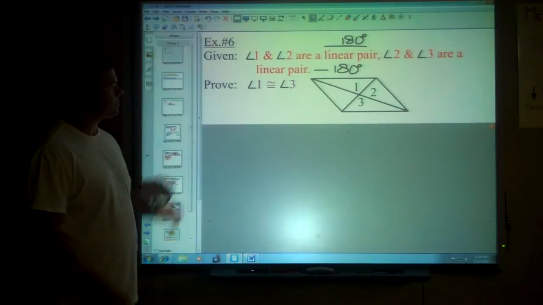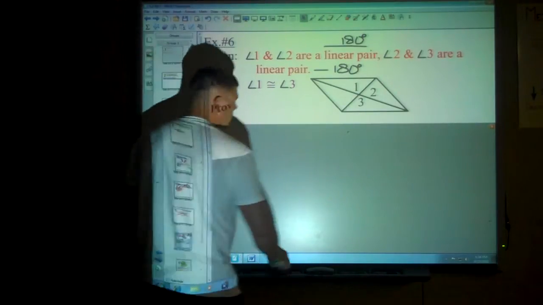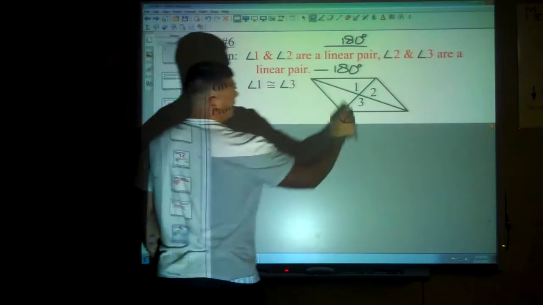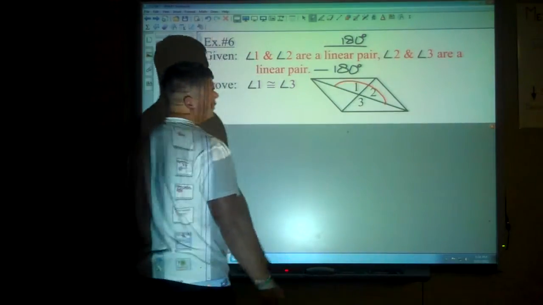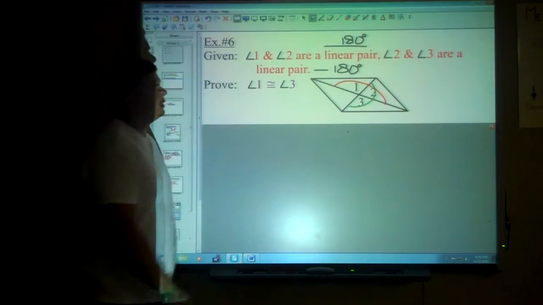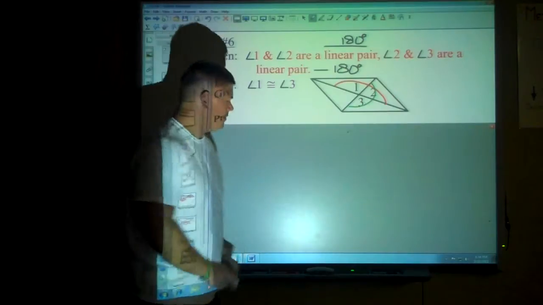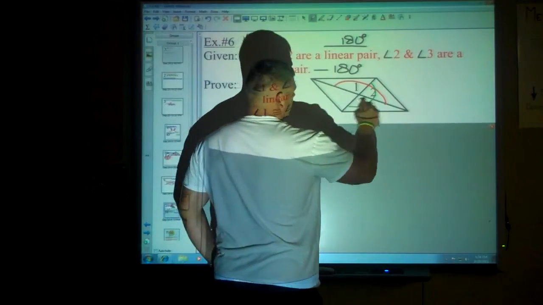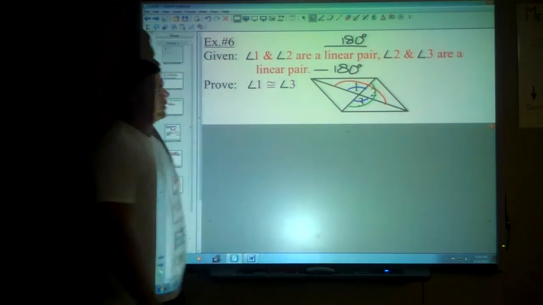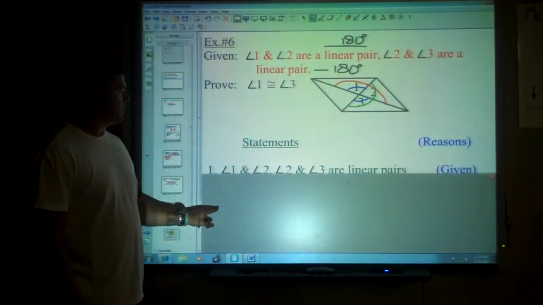Here's the diagram. We're trying to prove that angle 1 is congruent to angle 3. So we know that 1 and 2 are a linear pair. That means that this right here is 180 degrees. We know that 2 and 3 are a linear pair. And if you'll notice, angle 2 does not get to change values for either one of them. That means that these two have to be congruent to each other, 1 and 3, which is what we're going to prove. So our statements and our reasons.